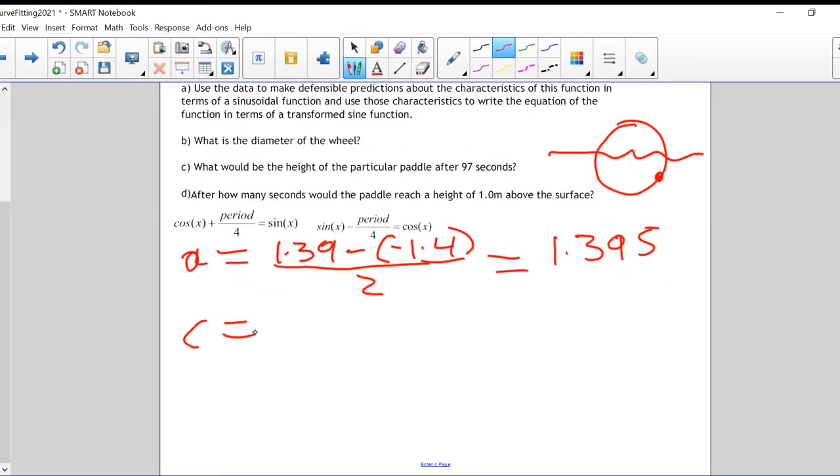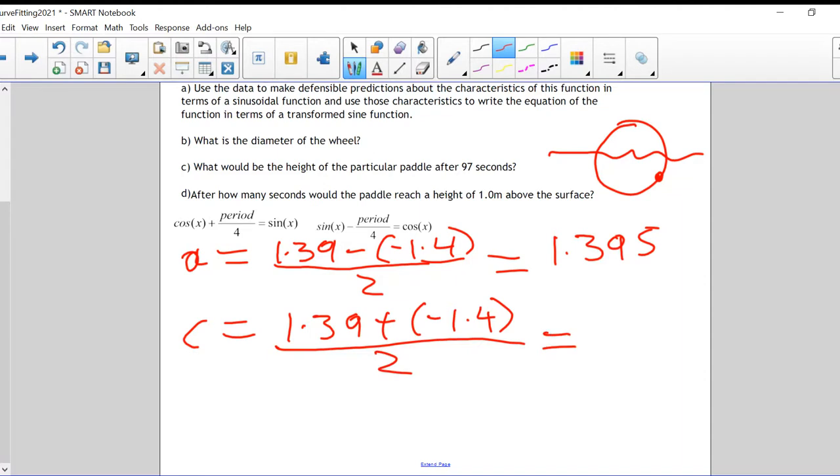Now, the C value is a vertical translation. How high up are we? Do you remember how to get that? We did that the last time. Anybody remember how to get that number? What is that number that we have for the C value, the max plus the min divided by 2? We have the max and the min already. So it's the 1.39 plus the minus 1.4, max plus min, divided by 2. Can you tell me what that is, please? Anybody? Quickly. And don't round it, just give it to me exactly as it comes out.